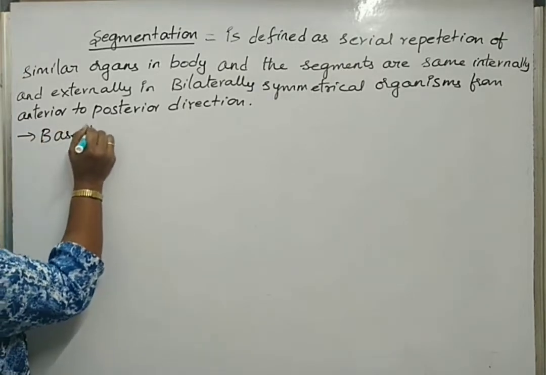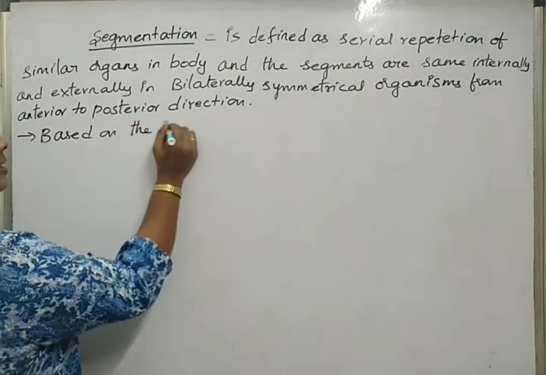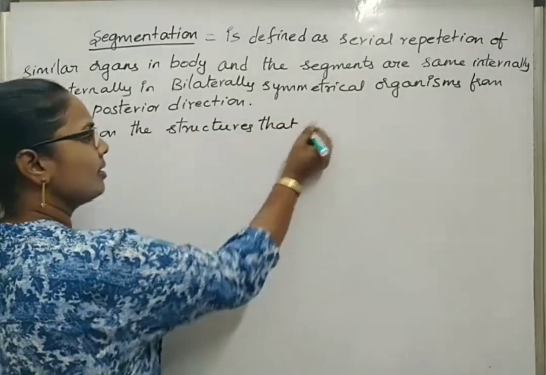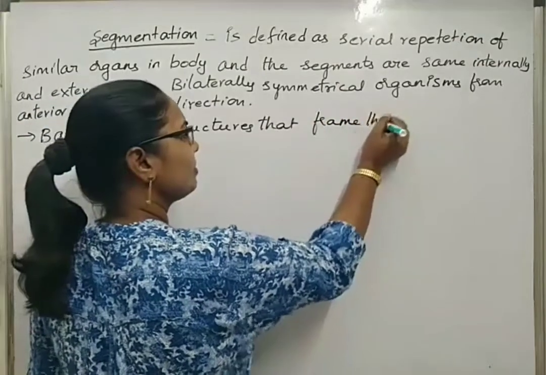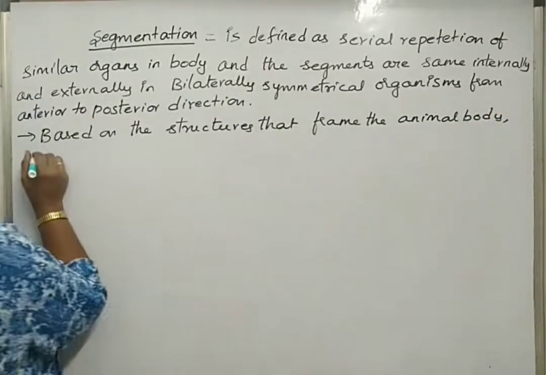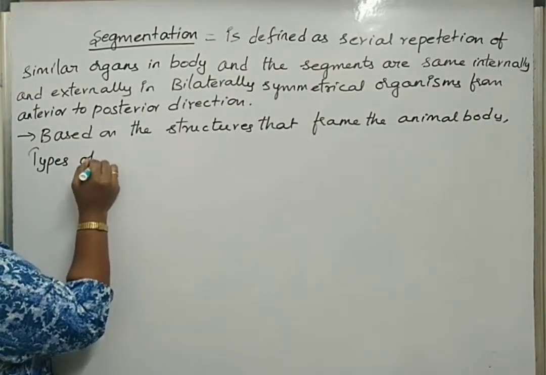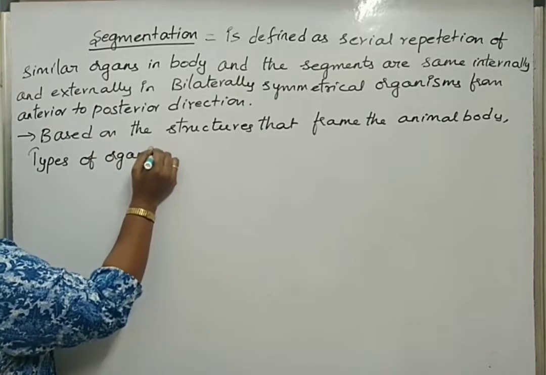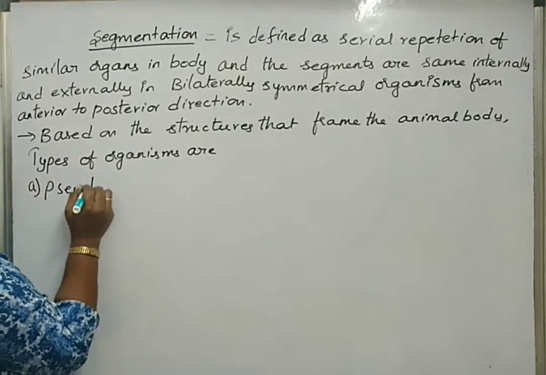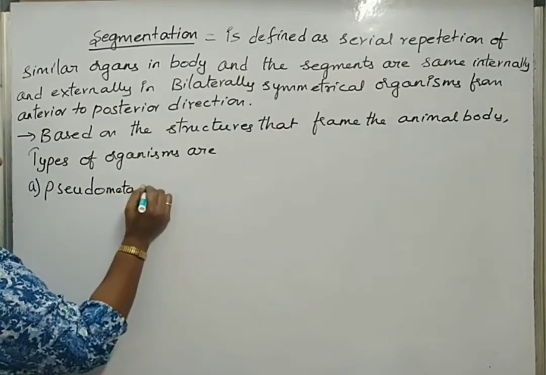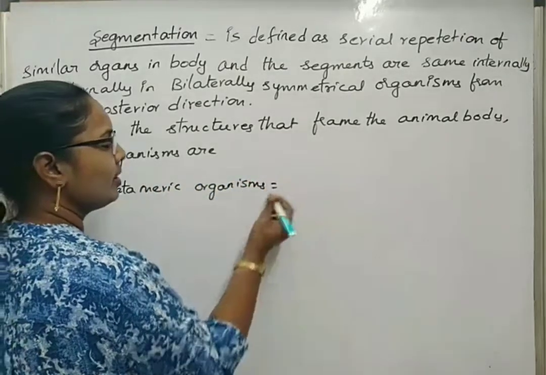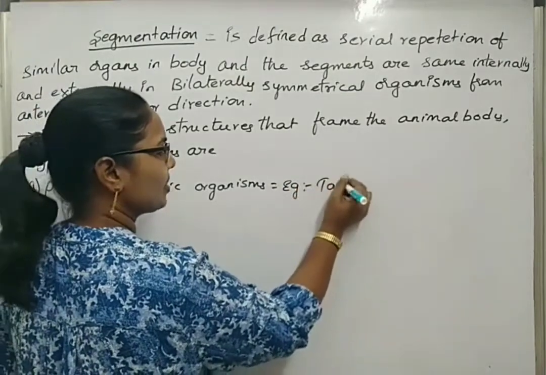So based on the structures that frame the animal body, the types of organisms are, first one, pseudometameric organisms. Here the example we take is tapeworms.